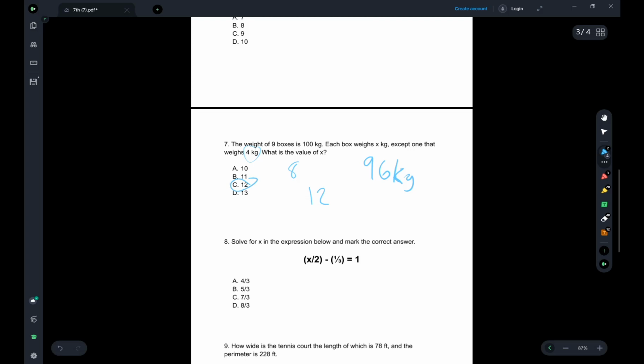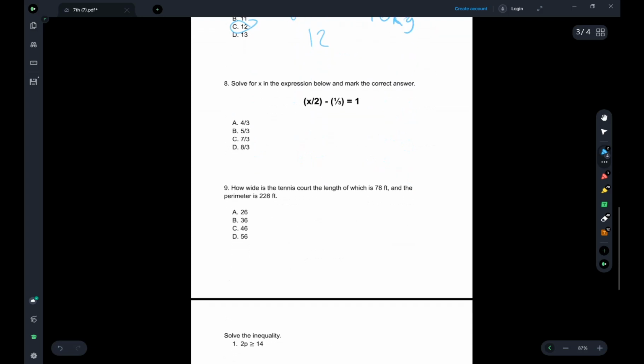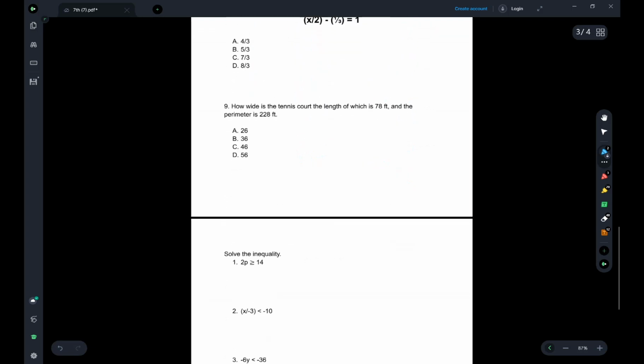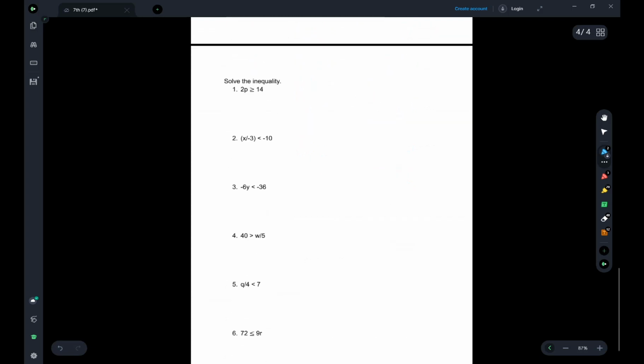The value of X, the kilograms, is 8 times 12 kilograms, which is 96 kilograms, plus the last one, the one that we took out, which is 4 kilograms, totals up to 100 kilograms. Number 9. Actually, no, let's just go on to the next page.